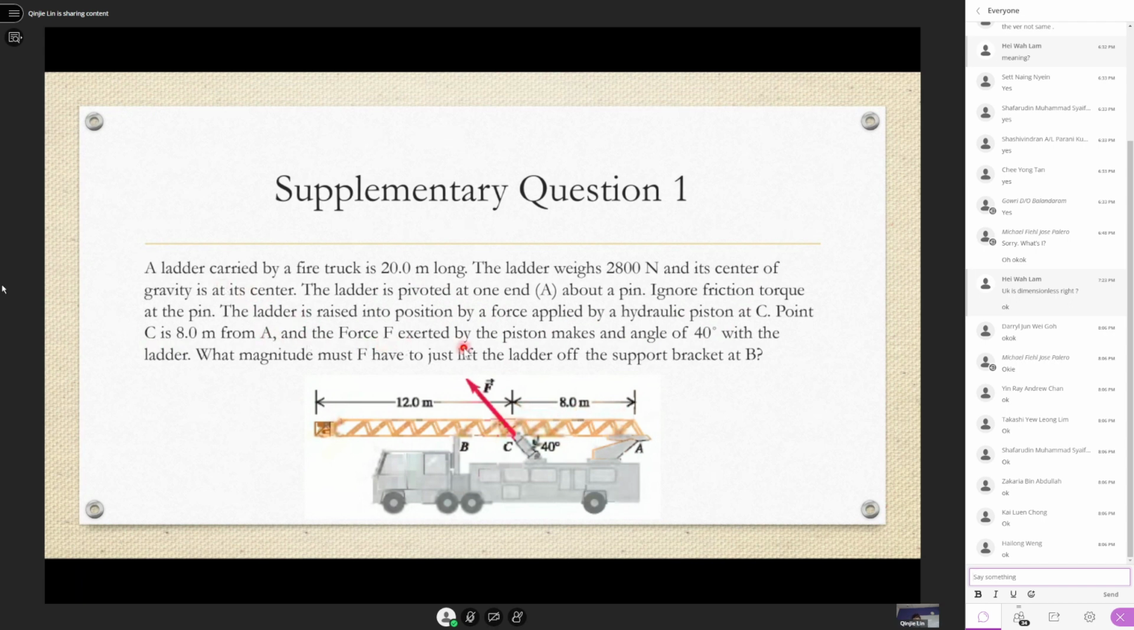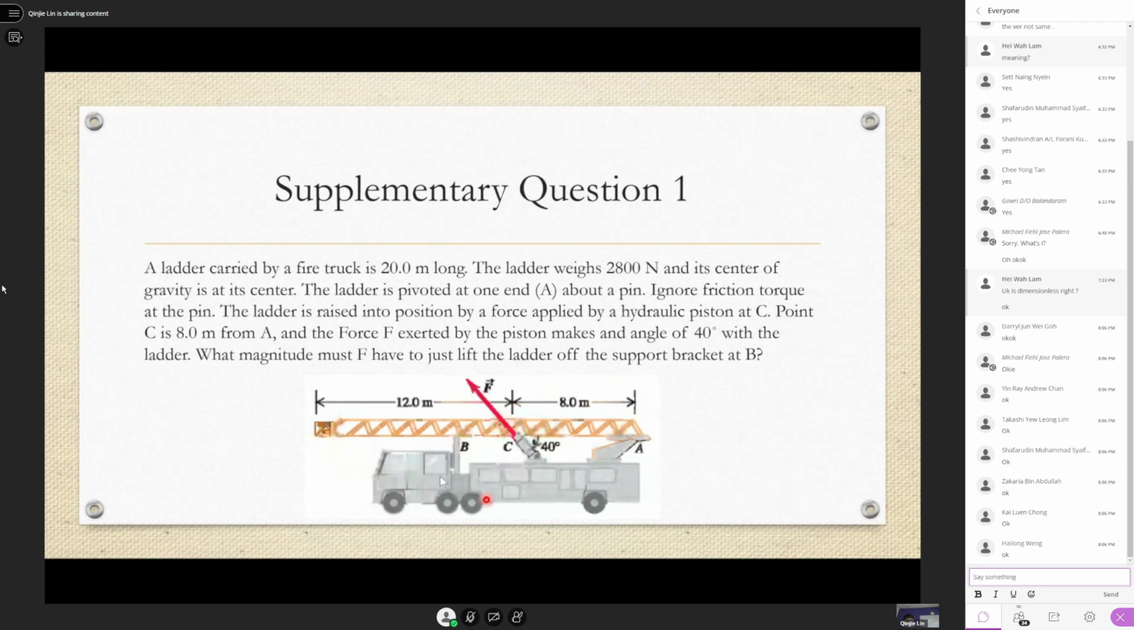And the force F exerted by the piston makes an angle of 40 degrees with the ladder. So down here, this piston will start to apply a force, but this force is at an angle of 40 degrees like this. They ask you, what magnitude must F have to just lift the ladder off the support bracket at B?